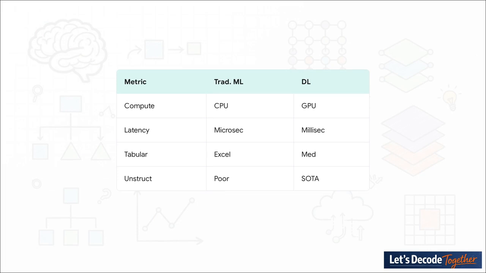Now, what's really interesting about this slide is that when you zoom out and look at the macro differences side by side, the trade-offs become incredibly clear. You've got the heavy compute demands of deep learning requiring expensive GPUs versus the super CPU-friendly traditional ML. You can clearly see the sheer speed of traditional ML's microsecond latency. But most importantly, look right down there at the performance rows. Traditional ML is excellent on tabular data, but pretty poor on unstructured data. Meanwhile, deep learning is frankly mediocre on tabular data, but it is absolute state-of-the-art on unstructured data. They aren't competing, they're just completely different tools for completely different jobs.